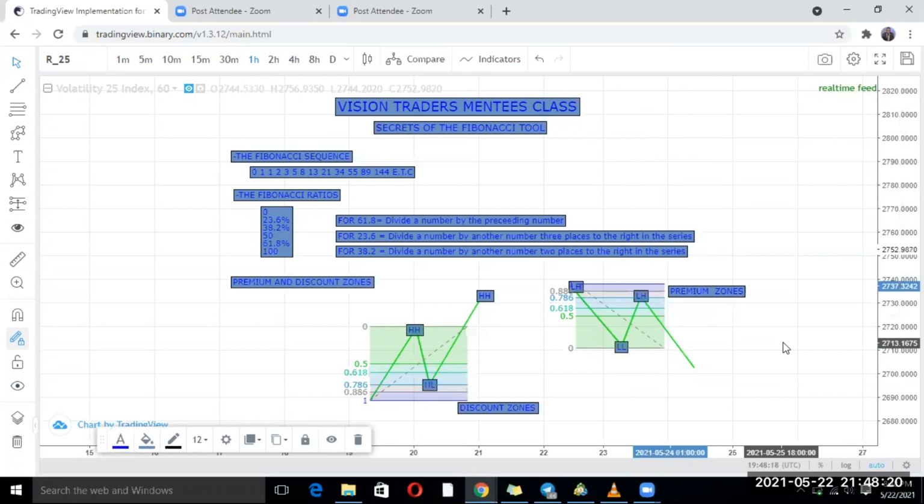Yeah. So this is all there is about the Fibonacci tool, aside from the Fibonacci sequence, Fibonacci ratios, premium and discount zones, and the rest. And we've seen the zones, and I'll be sharing with us how to do that on your phone, so you can have it. Just go to your settings, go to your levels, delete all those levels, and have new levels, right? So that's that for Fibonacci.